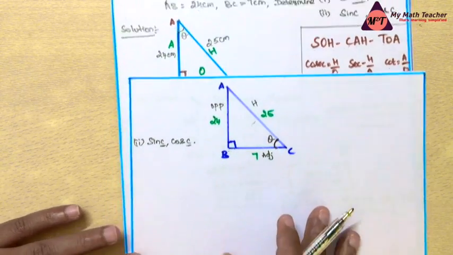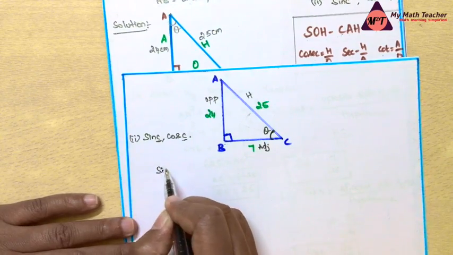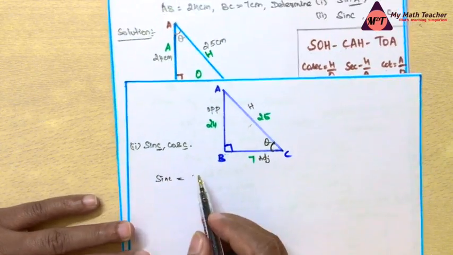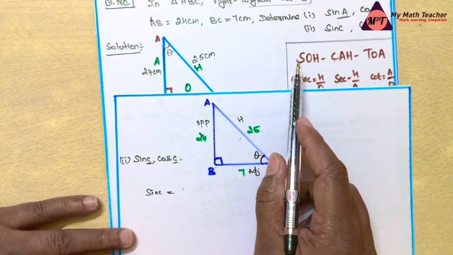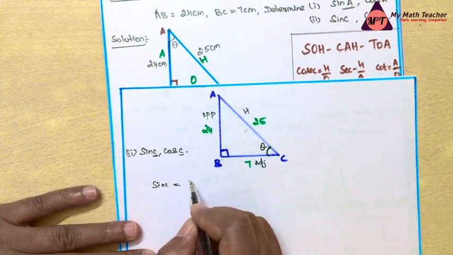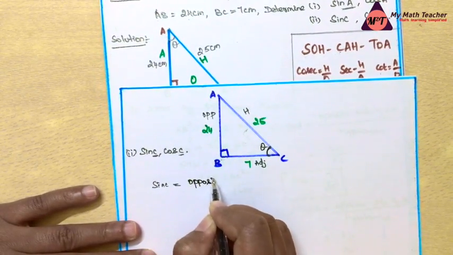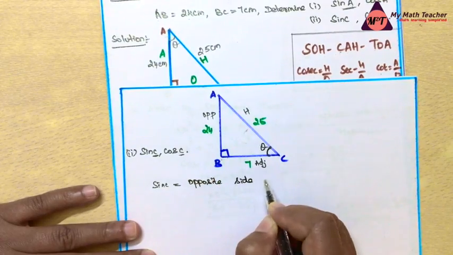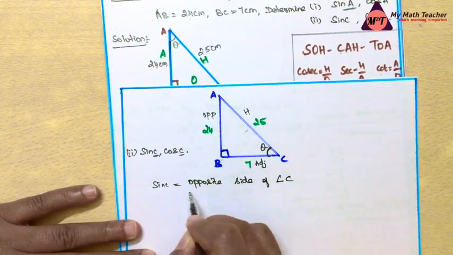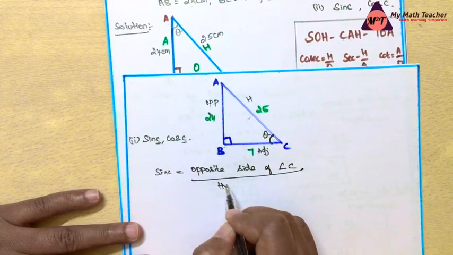Now we have to find sin C. Sin C, as we know, is opposite side by hypotenuse, opposite side of angle C divided by hypotenuse.